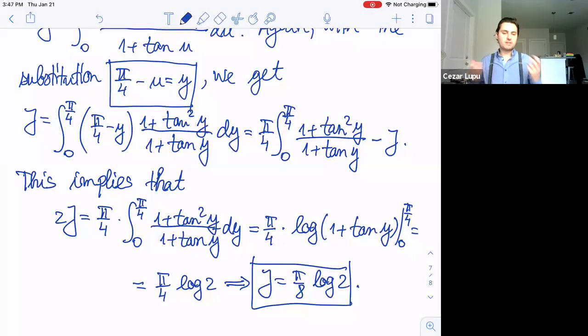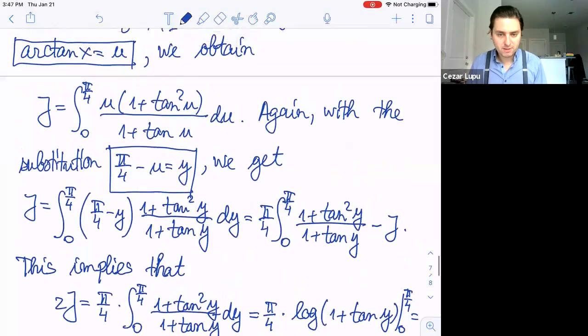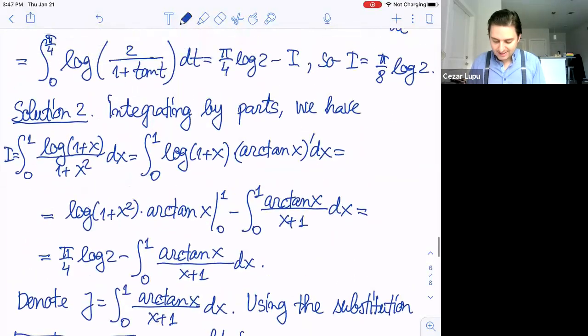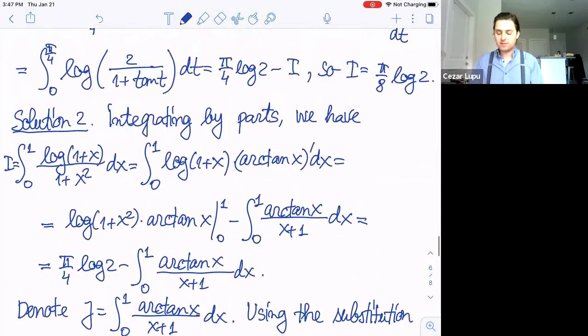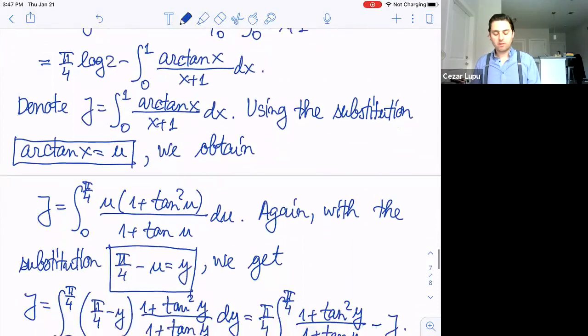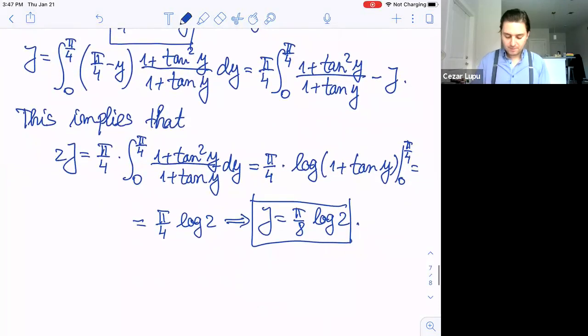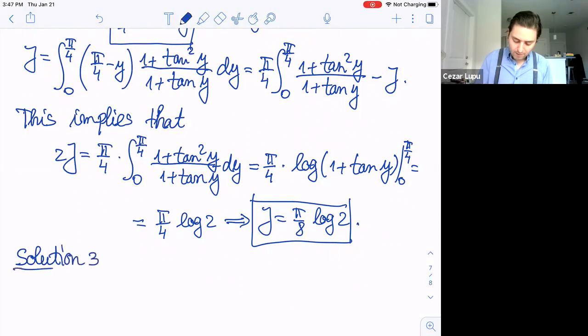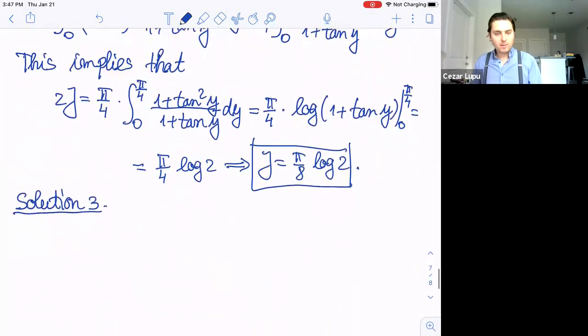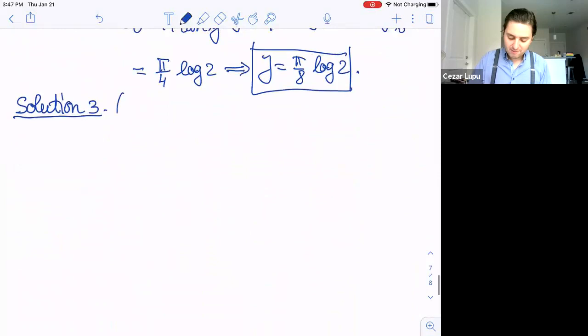You see, it's similar to the official solution, but it's more human, I would say. We got the same result here as well. And now I'm going to show another solution, the third one. So solution number 3. I'm going to show you something which is called the Feynman trick.